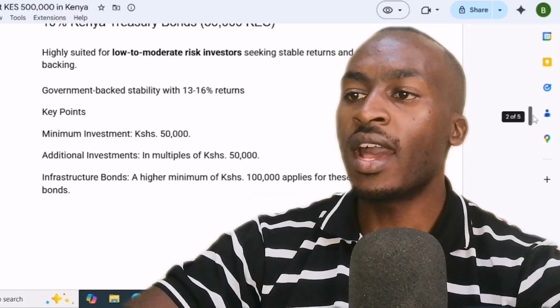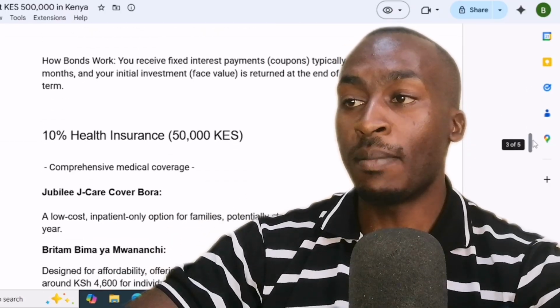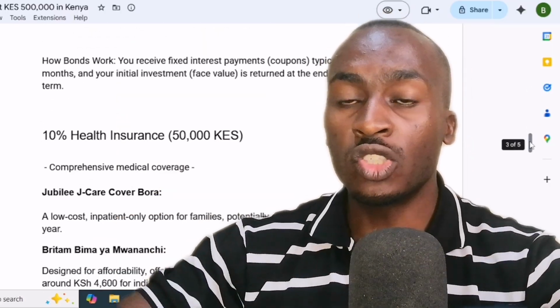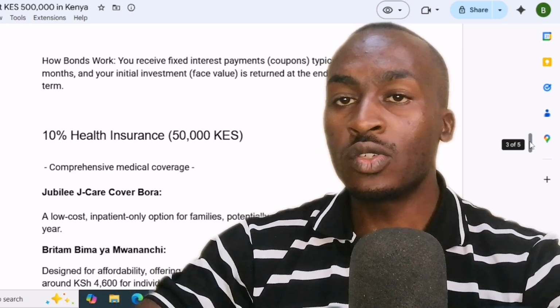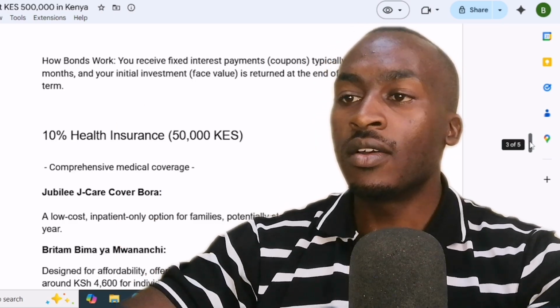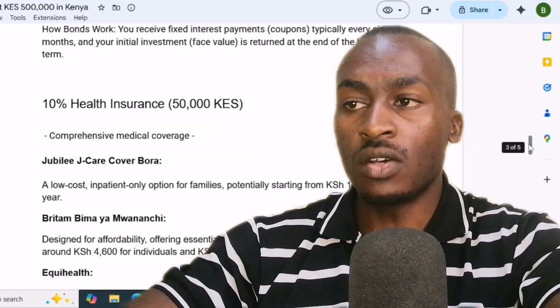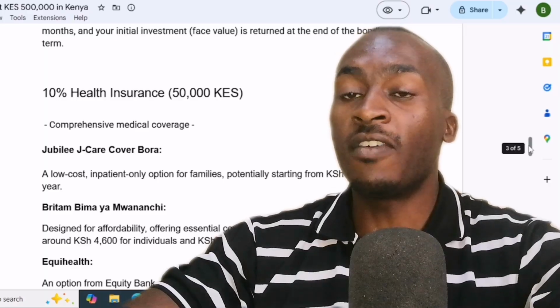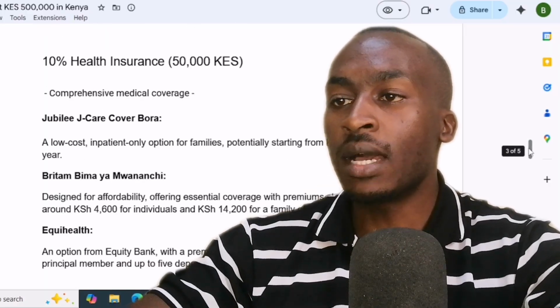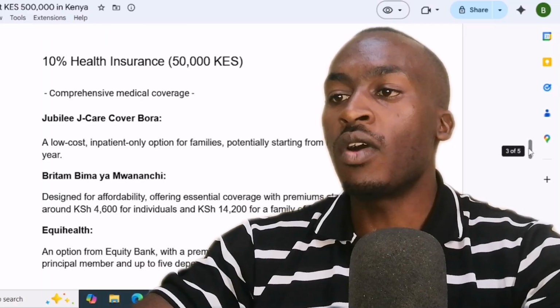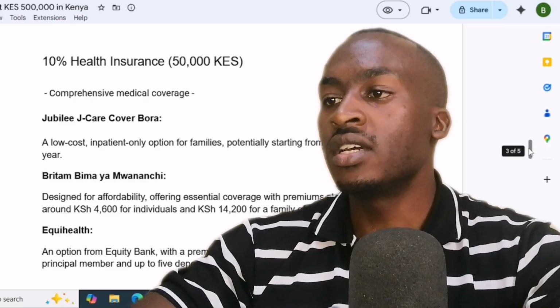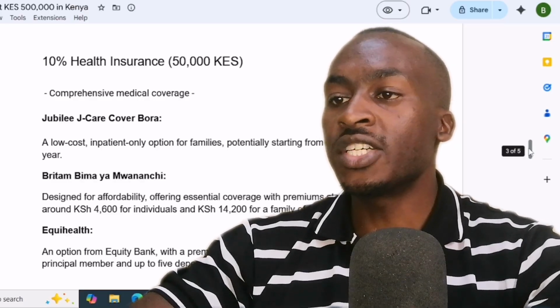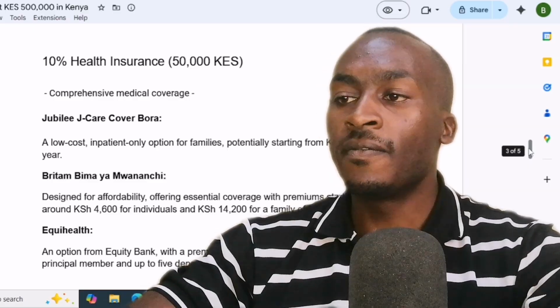So lastly, we have the healthcare insurance, which is a must. So if you have SHA, that is the Social Health Authority insurance, you can also do another extra cover, which is affordable. So with 50,000, I think it will be possible for you to even get a cover for a family of four. For example, we have Britam Bima ya Mwananchi, designed for affordability, offering essential coverage with premium starting from Kenya shillings 4,600 for individual and 14,200 for a family of four. And that is the least portion of your 500,000 you can invest in.